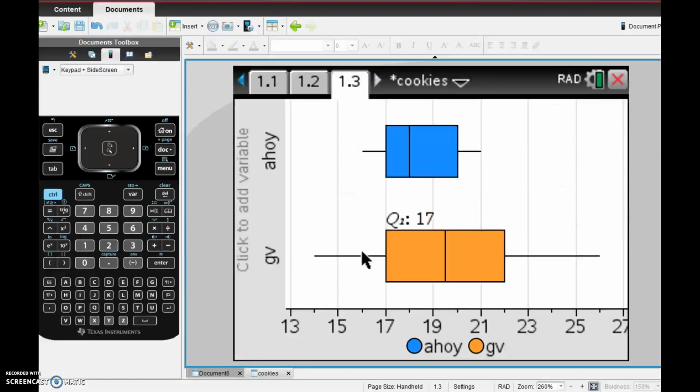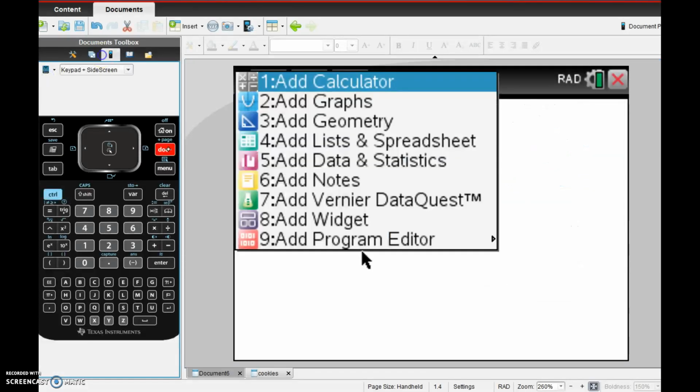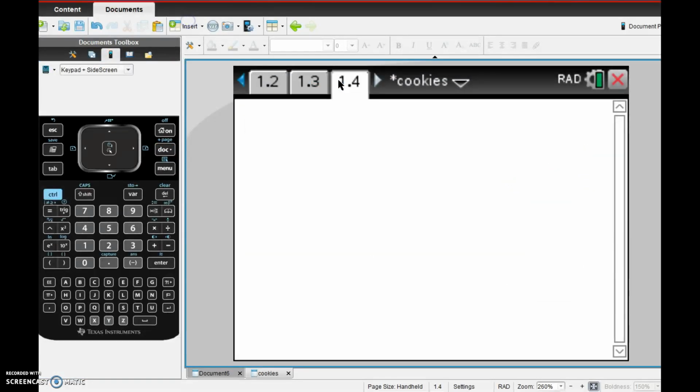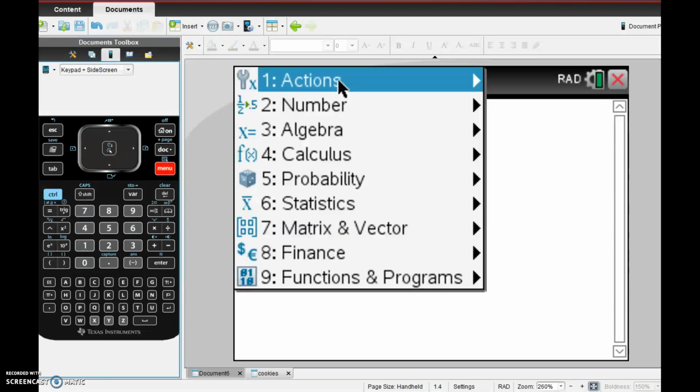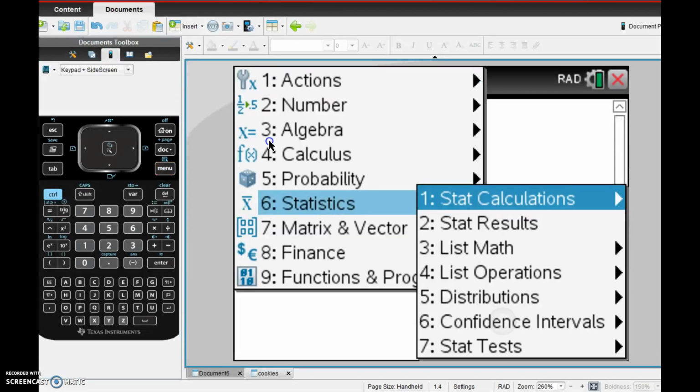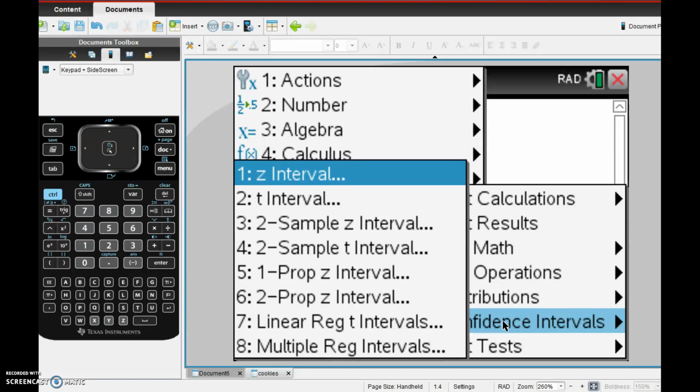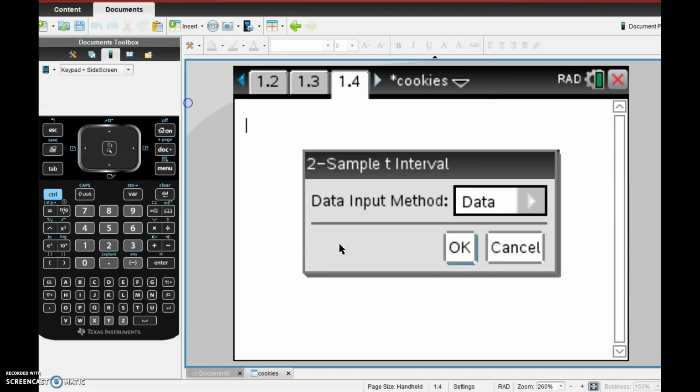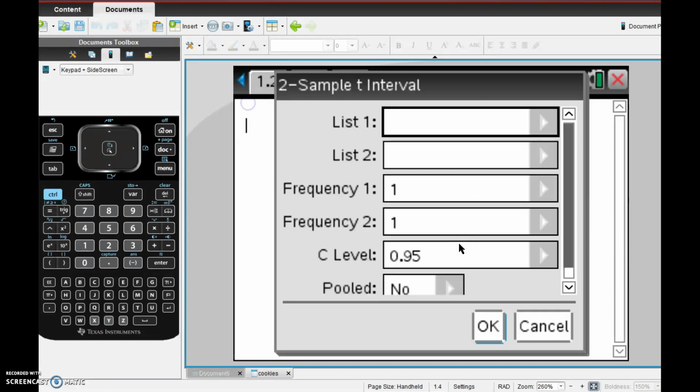So here's how we do it. Go to the calculator page. We're going to do a confidence interval: stats, confidence interval. This is a 2-sample t interval because I don't have the population standard deviations. Do I have the data or do I have the statistics? Well, I've got the raw data. I don't have the statistics.